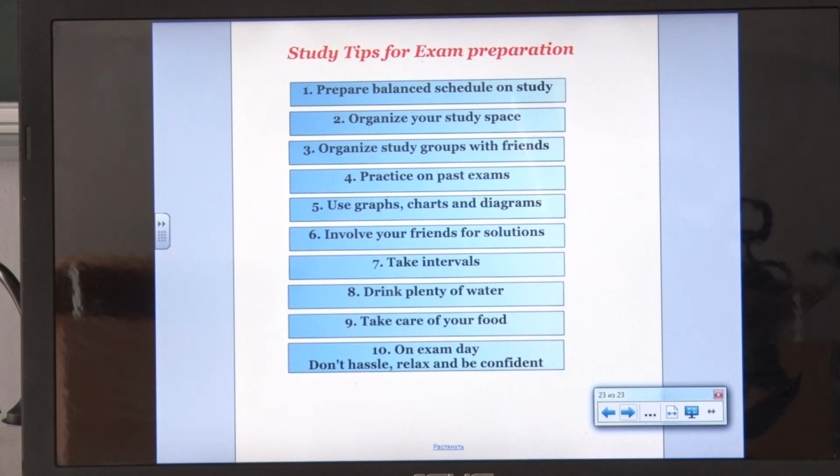The first tip is to prepare a balanced study schedule. You have 6 exams. Prepare a schedule. During your week, write down for each exact day what subject to study.